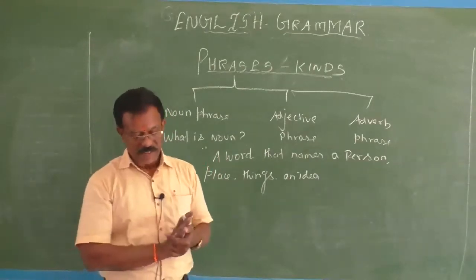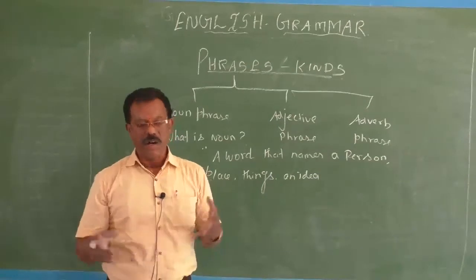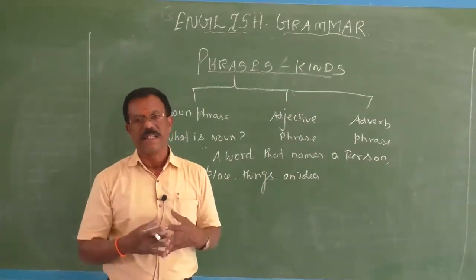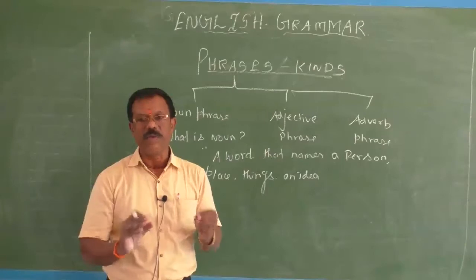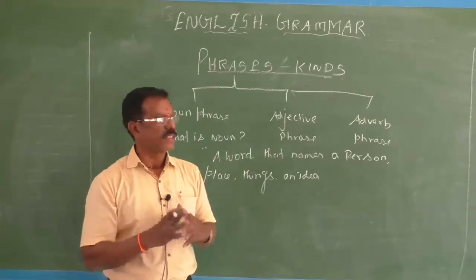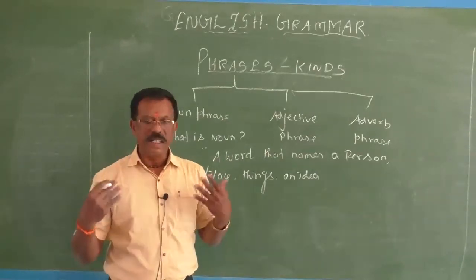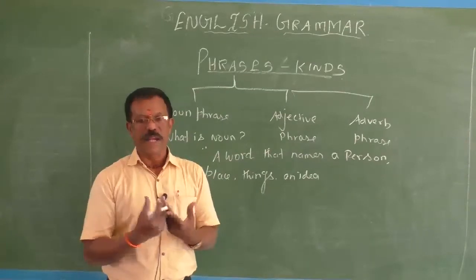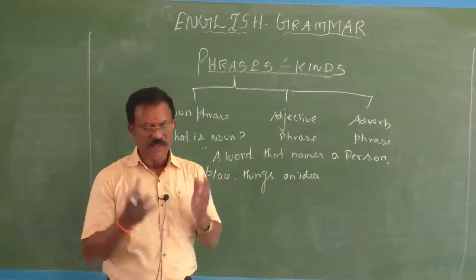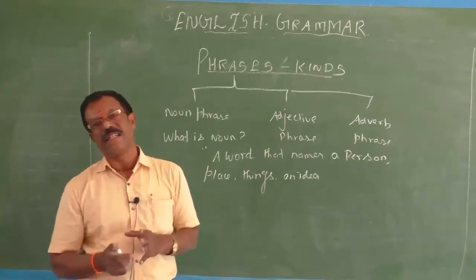So a noun phrase consists of a noun and all its other modifiers. It does the function of a noun in a sentence. So a noun phrase is a kind of phrase. It is made up of a noun and its modifiers. It functions like a noun in a sentence. That is called a noun phrase.